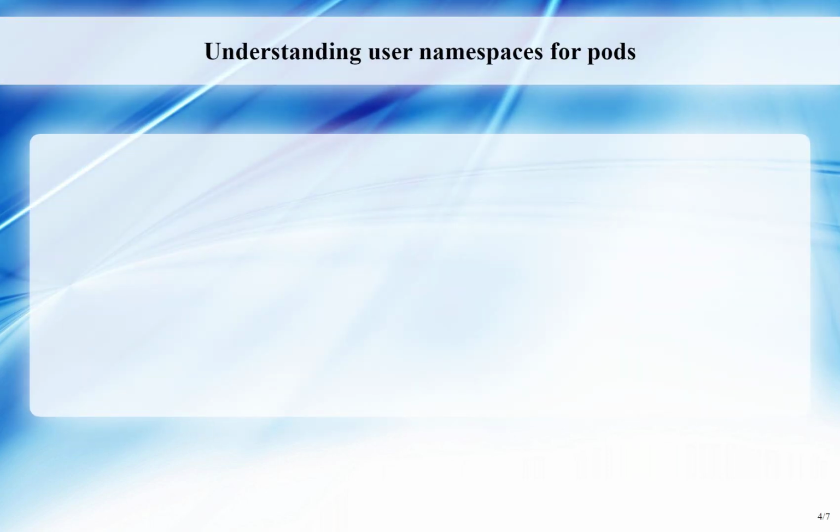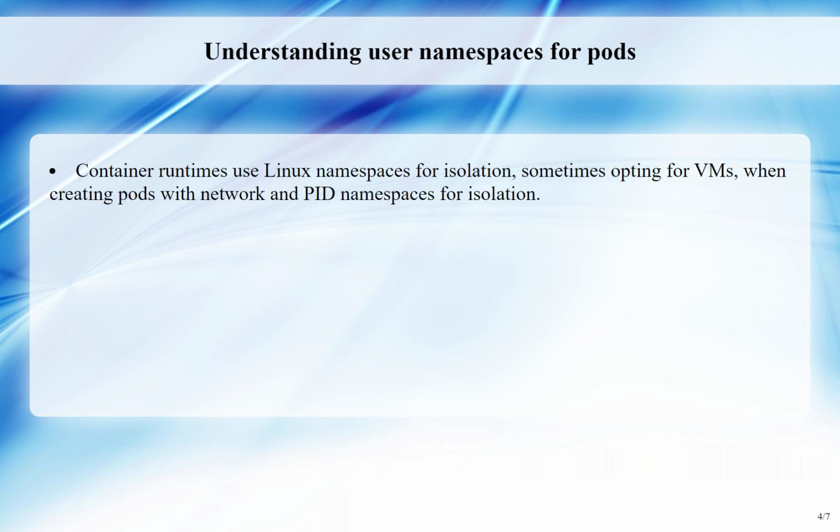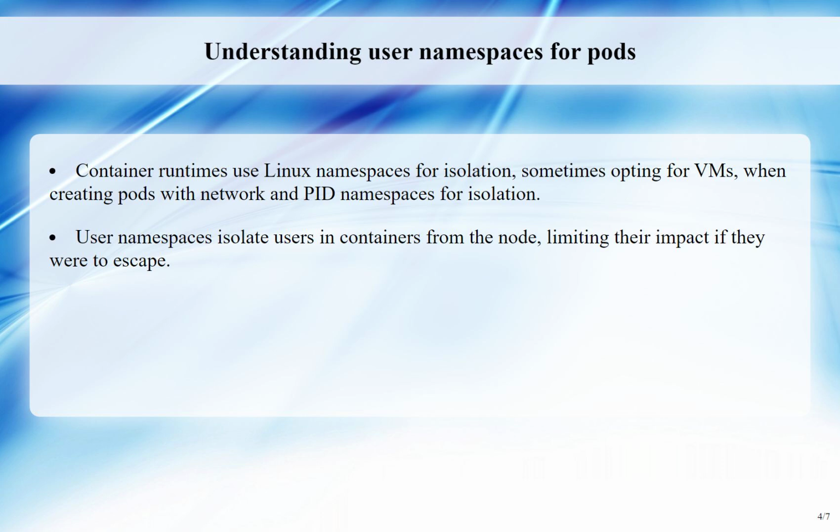Understanding user namespaces for pods. The text discusses how container runtimes use Linux namespaces for isolation, with some opting to use VMs instead. When creating a pod, multiple namespaces are utilized, such as network and PID namespaces, for isolation. Using a user namespace can further isolate users in the container from those on the node, allowing containers to run as root but be mapped to a non-root user on the host. This abstraction limits containers' capabilities on the host, reducing the potential impact if a container were to escape.